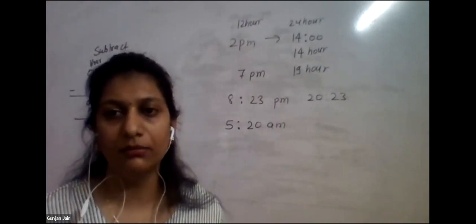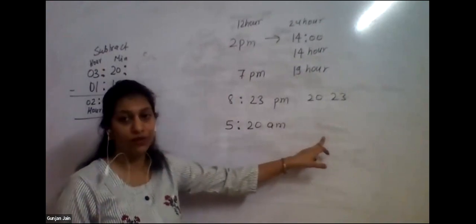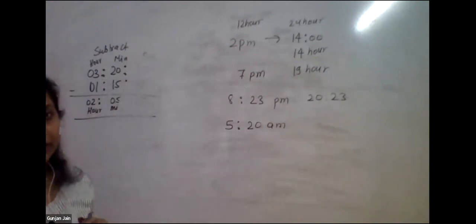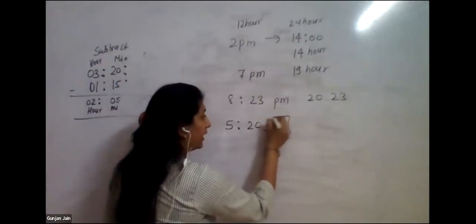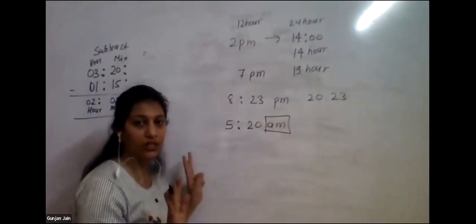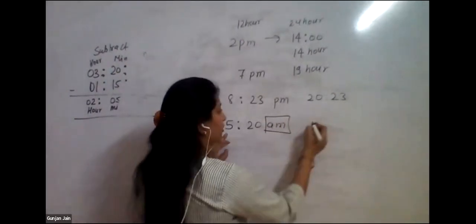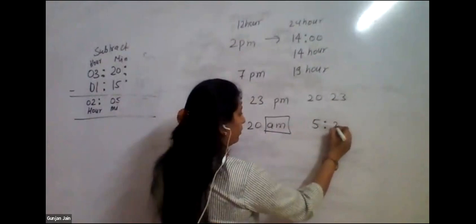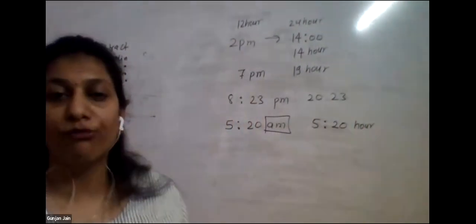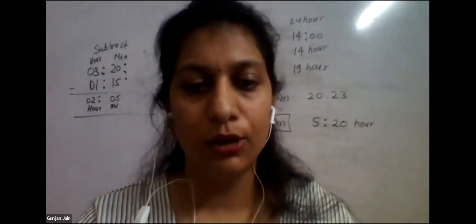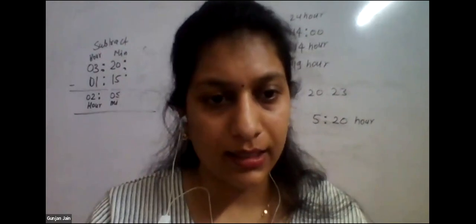Pranshi, Arham, Rahi, correct. In 24 hour, we do not write AM, PM. Pranshi, this is 20, not 23. So see, this is AM. So in AM, we do not need to change anything. We will change after 12 for PM only. So this is 5:20 only, 5:20 hours. In case of PM only, you have to change, not for AM. Okay. Next.